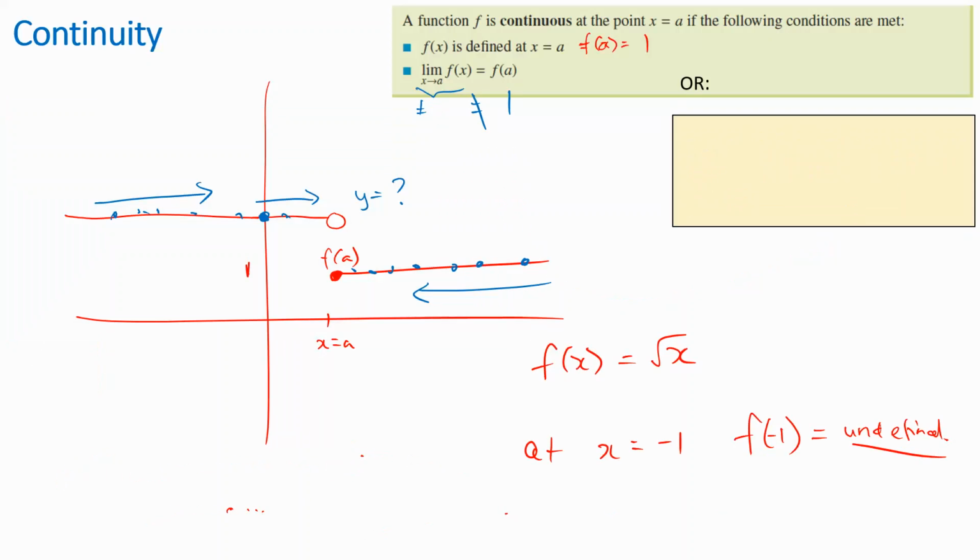Okay, so you need the first one, meaning if you sub it in, does it exist? Yes, it does. Okay, so then if I approach from the left and approach from the right, do they both tend to the same answer? If it doesn't, it's not continuous. If it does, then it's good.